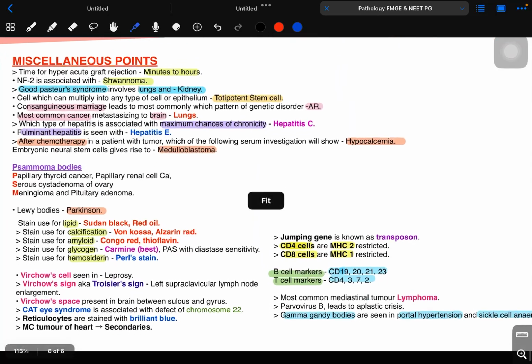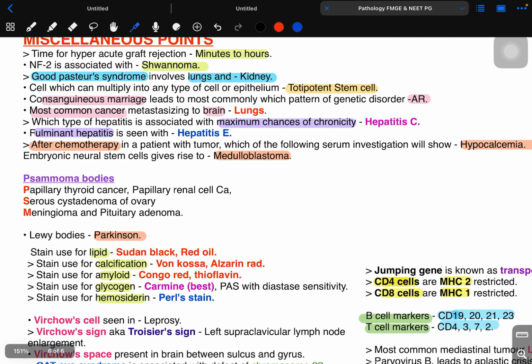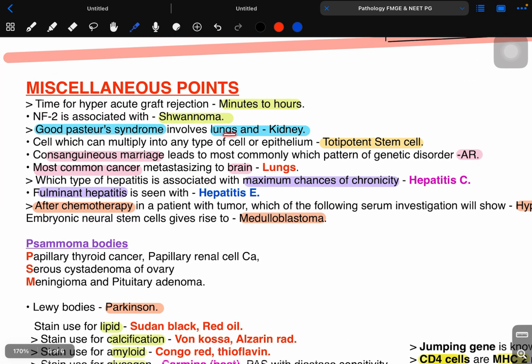Coming to miscellaneous points, it involves all the topics. The time for hyperacute graft rejection is minutes to hours. Neurofibromatosis 2 is associated with schwannoma. Goodpasture syndrome involves lungs and kidney. Cells which can multiply into any type of cell or epithelium is the totipotent stem cell. Consanguineous marriage leads most commonly to which pattern of genetic disorder? It is AR. Most common cancer metastasizing to brain is lung.